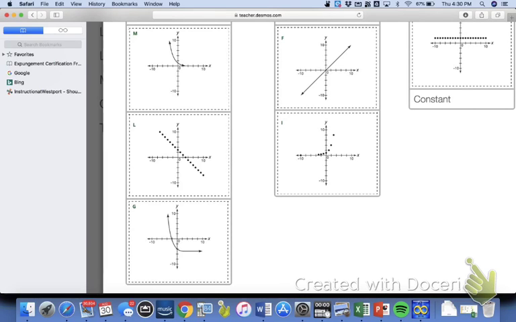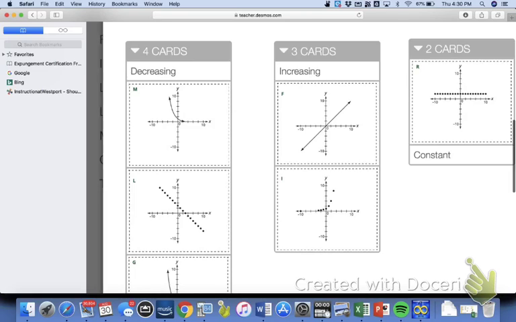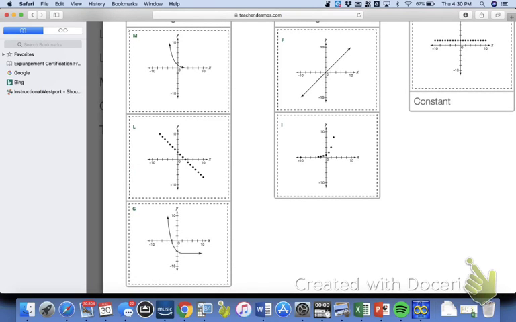Our next category that we all came to agreement about was our decreasing category, and we agreed that G, L, and M were the three decreasing ones. You can tell if you follow it with your pencil, this one is clearly from left to right going down. That one is also going down from left to right. And G is decreasing as well. So M, L, and G were the three that we decided as a group were decreasing.